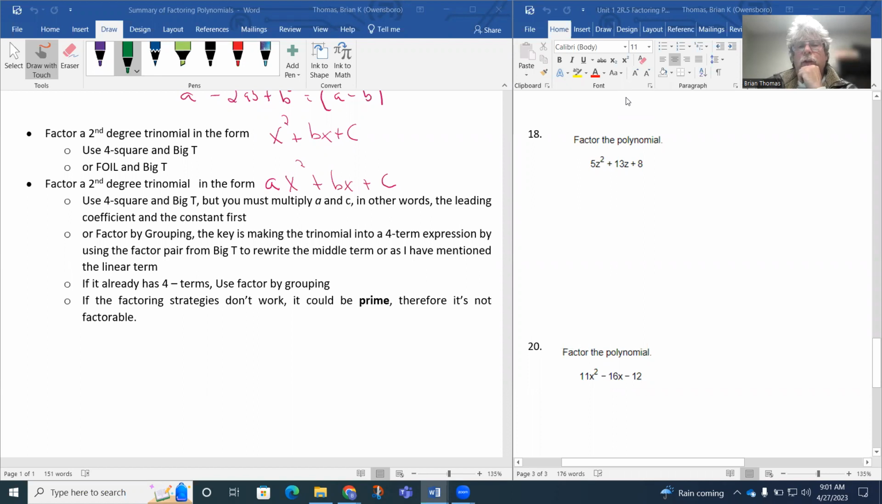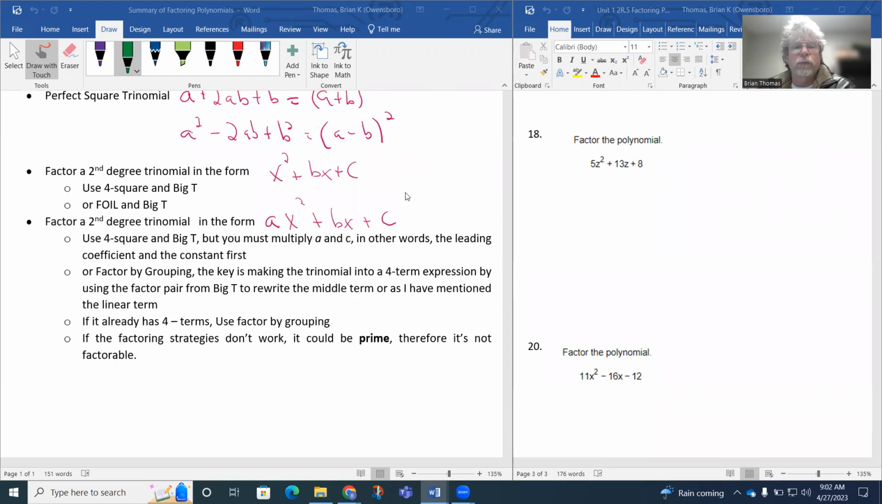So looking at this example here, question 18, we want to factor a polynomial. Notice how the variable is actually z, so watch out for that in MyLab. If they change the variable from x to z or whatever letter, sometimes they like to use t's as well, or y's. So pay attention to the variable to begin with.